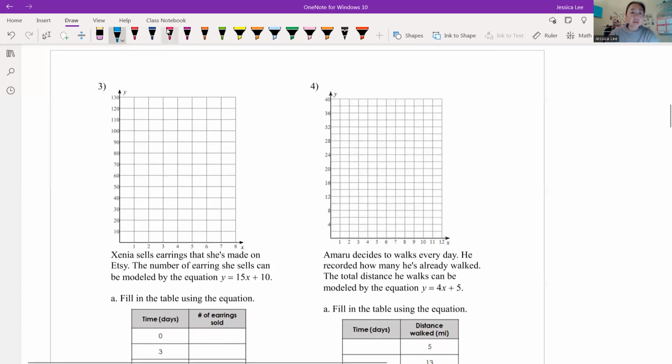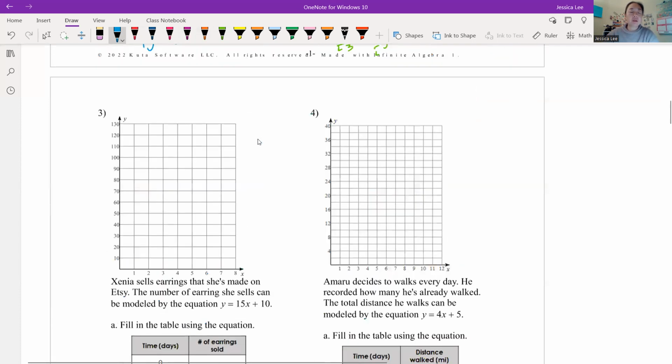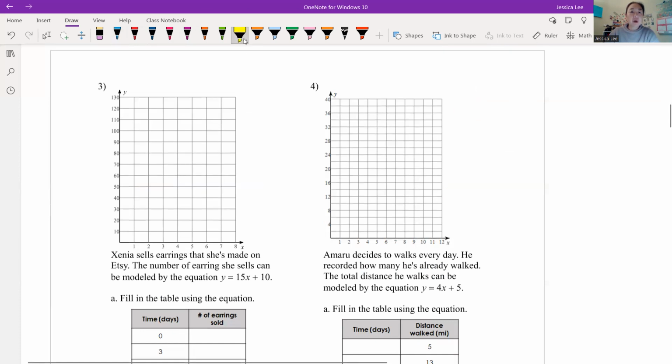My y-intercept was yellow, so I'm going to make it yellow. So my y-intercept right here is 10. So what I'm going to do is I'm just going to go right here. Let's make this yellow.